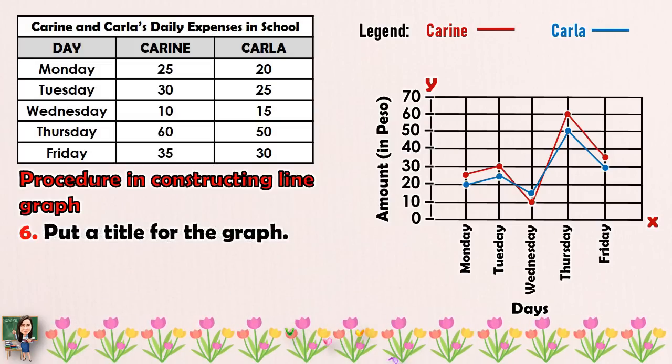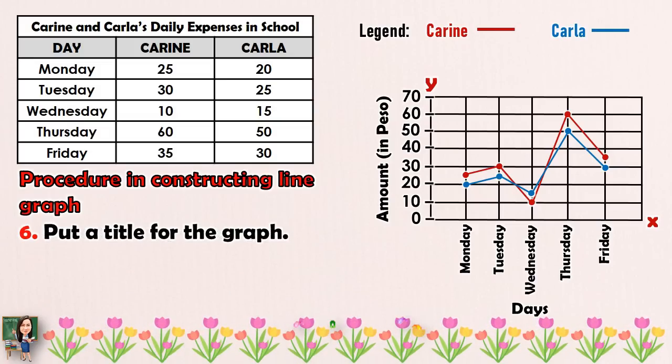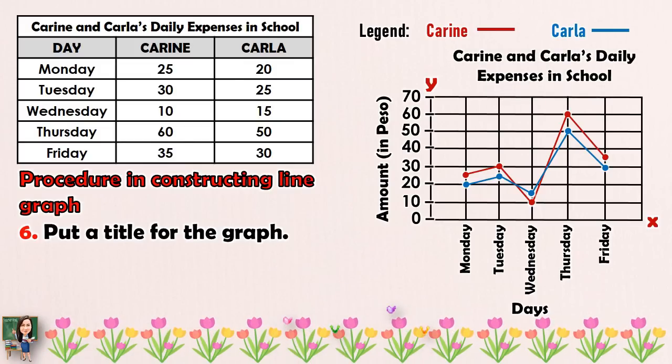And 6, put a title for the graph. The title is Karin and Carla's Daily Expenses in School.